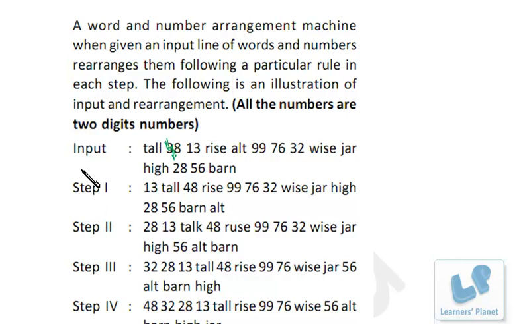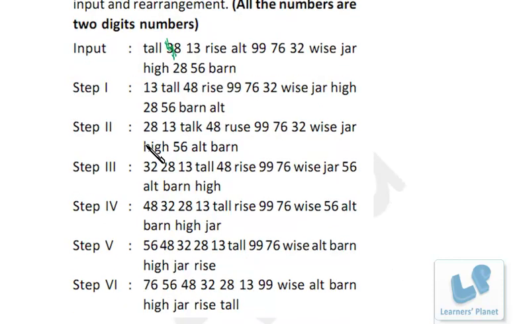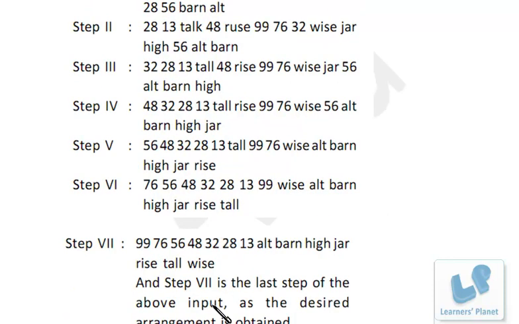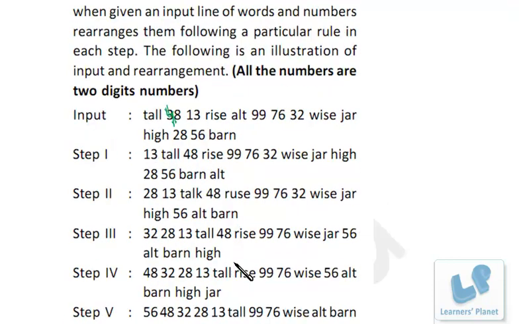The first thing that you should do is to check what is the input and what is the last output, right? So from that you'll be getting some idea of the arrangement, right? So in this case, input is this and the last step that's given over here, the 7th step, is the last step. So we can see numbers are arranged in descending order and the words are arranged in alphabetical order, right? So that means the ultimate aim is to arrange the numbers in descending order, then arrange the words in alphabetical order.